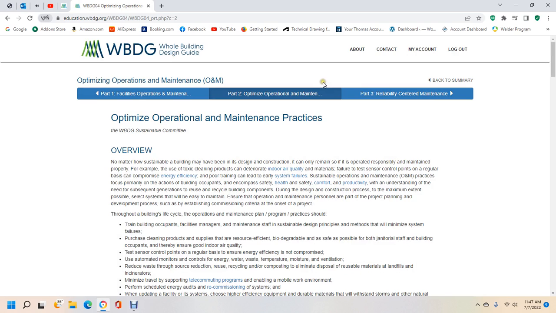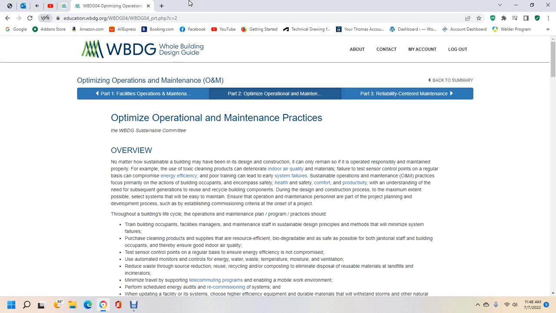Alright, section 2. Optimizing operational maintenance practices. Overview. No matter how sustainably the building has been designed and constructed, it can only remain operative if the property is responsibly maintained. For example, toxic cleaning products deteriorate the indoor air quality. Failure to test the control points on a regular basis compromises energy efficiency.